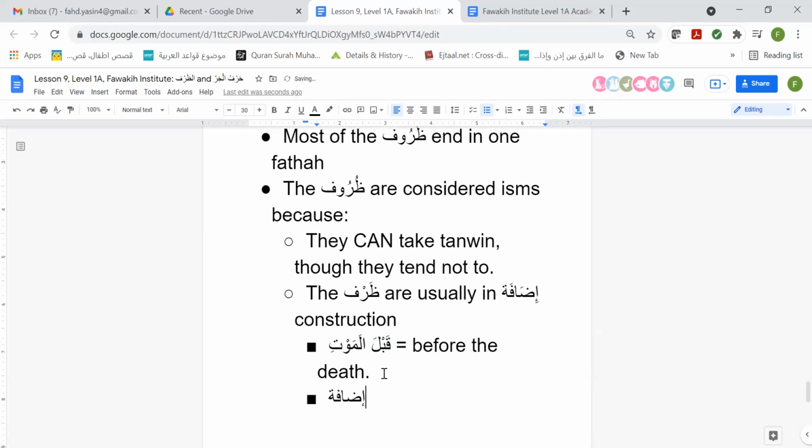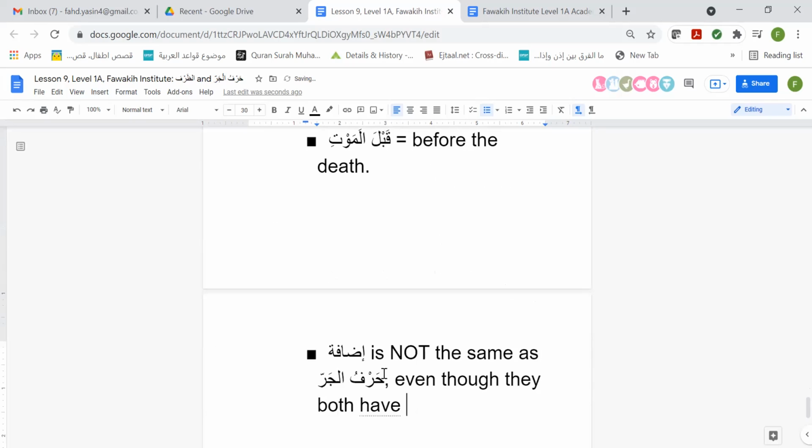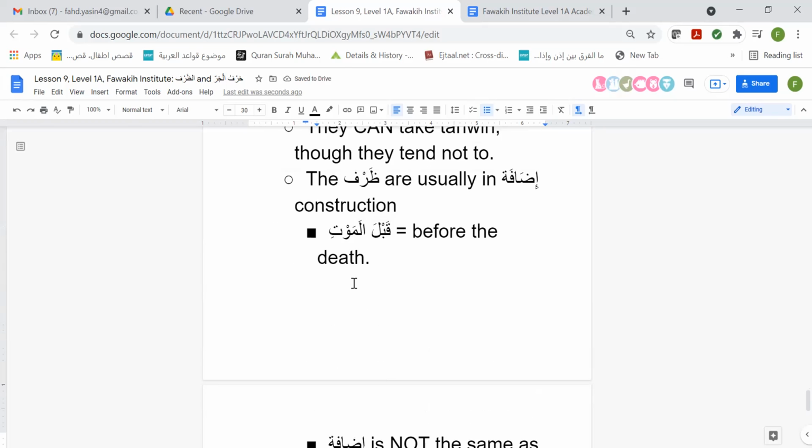Idafa is not the same as harf al-jar, even though they both have kasra at the end. Okay, they both have kasra at the end. There's no doubt about that.